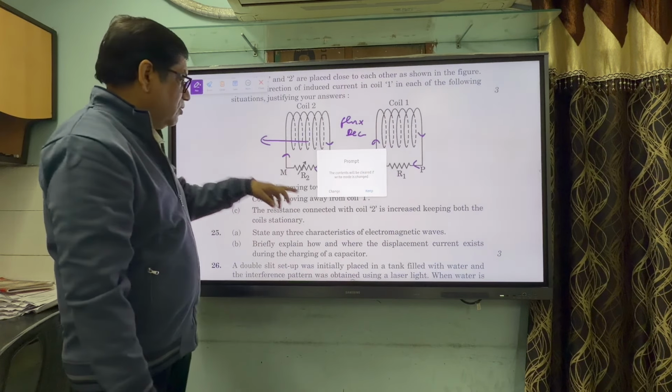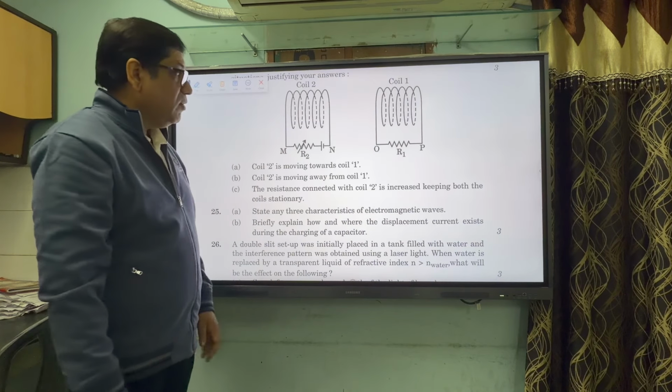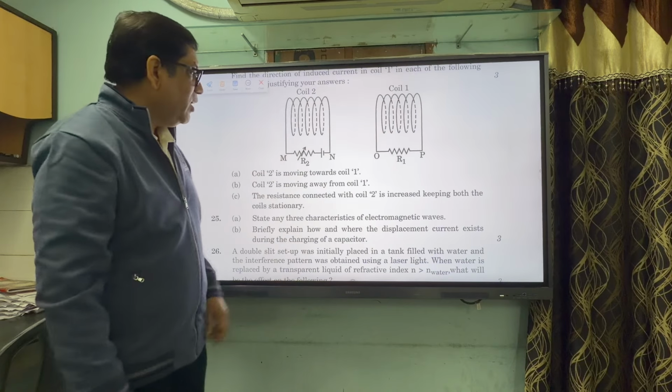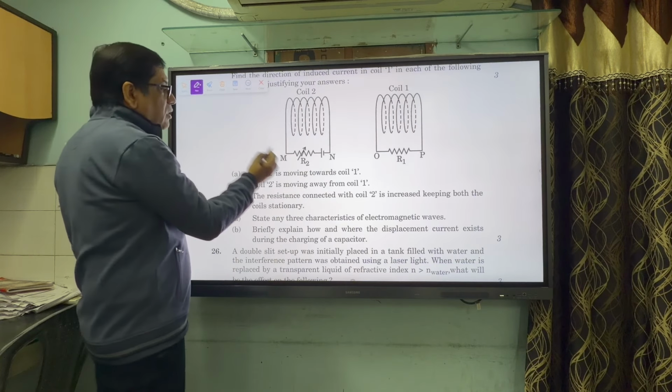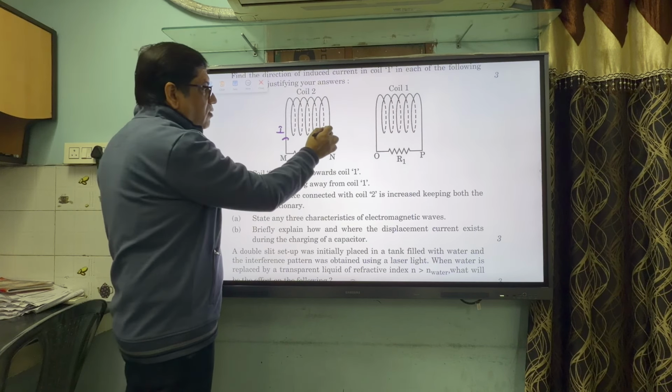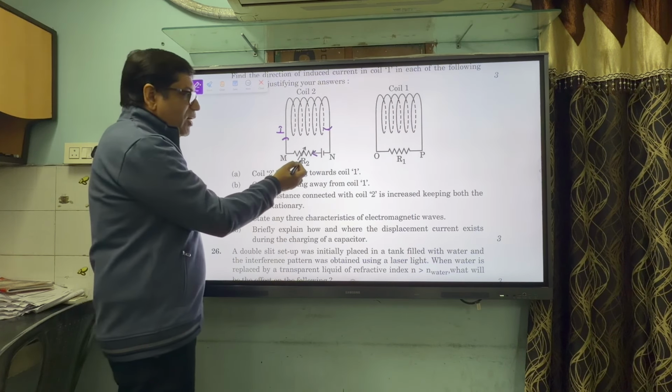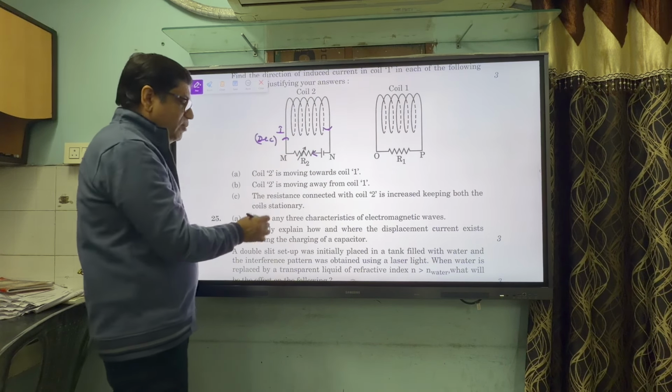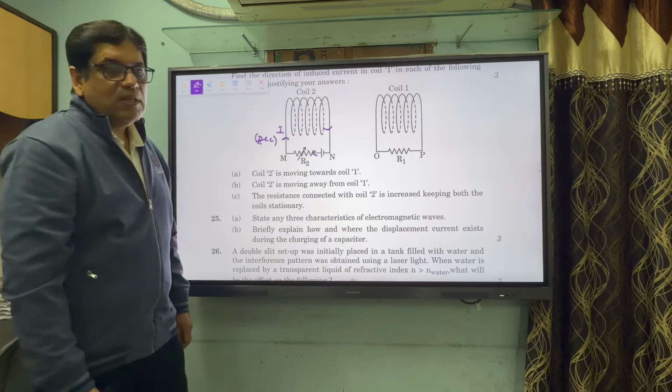Now in the last part, C, we are not moving coil 2, but we are increasing this resistance. If you increase this resistance, obviously the current is moving clockwise, but since we are increasing the resistance, this current is decreasing. Due to which again flux will decrease because current is decreasing. Flux will decrease again. Current will be in the same direction because it will try to help. So it will be again clockwise. So in the first part the answer is anti-clockwise, but in the second and third the answer is clockwise.